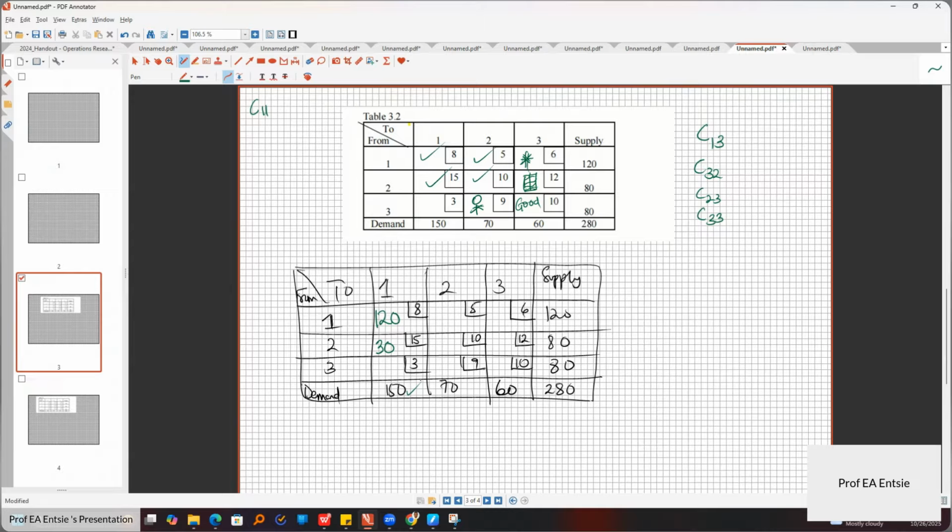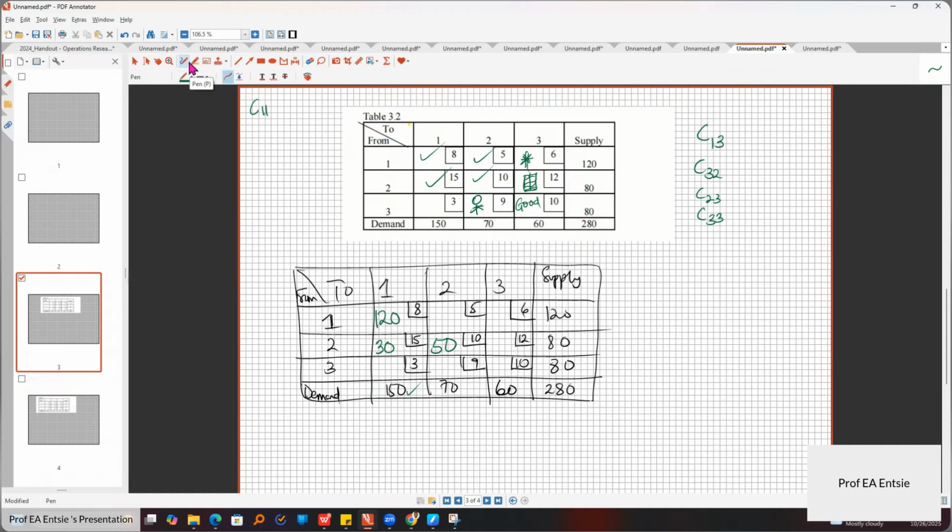Alright, then we move on to row two. Is row two satisfied? No, because row two supply is 80 and I've already used 30 of it at cell 21. So it means I can add another 50, and you check the 70 down here whether you will not flout it, and we will not flout it because we will need only 50 to the 30 to make 80, and this 50 is below the 70 down here. Alright, so this is how we do the northwest. We check the row and the column.